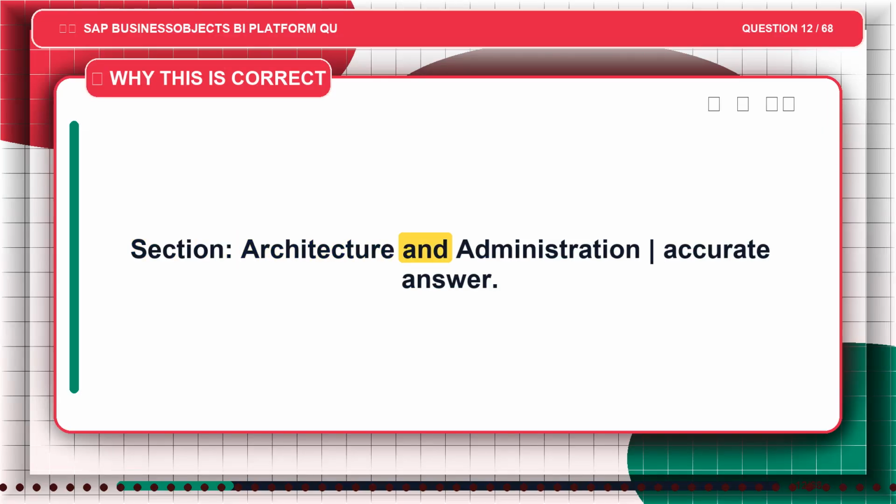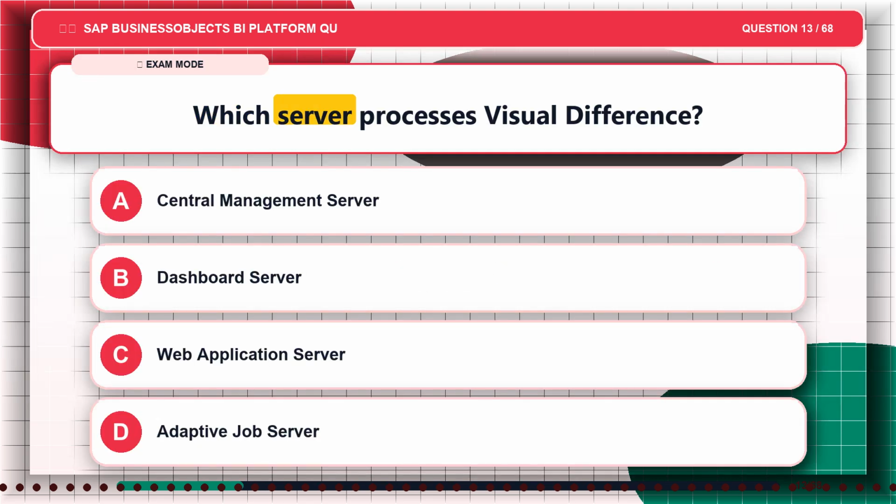Section, Architecture and Administration. Question 13. Which server processes visual difference? Option A, Central Management Server. Option B, Dashboard Server. Option C, Web Application Server. Option D, Adaptive Job Server.